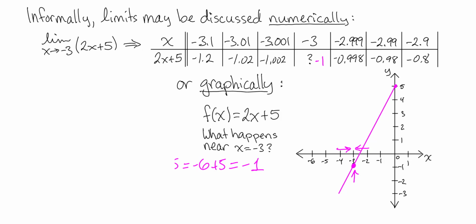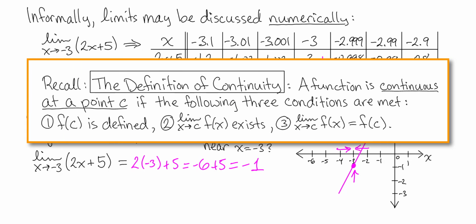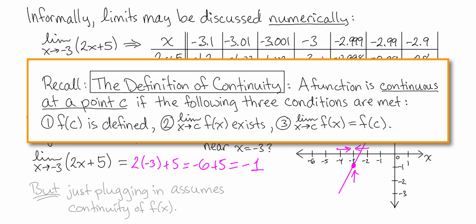Just plugging in assumes we have continuity of our function. How is continuity defined? Recall the definition of continuity. A function is continuous at a point C if the following 3 conditions are met. F of C is defined, the limit as x approaches C of f of x exists, and the limit as x approaches C of f of x equals f of C.